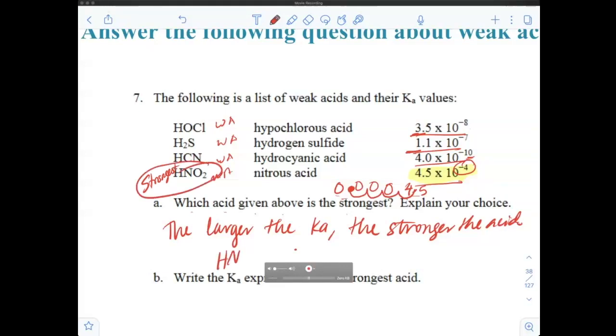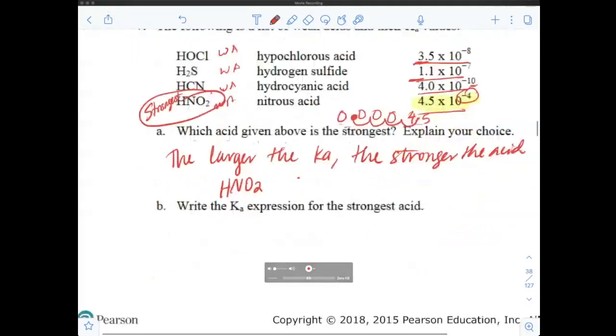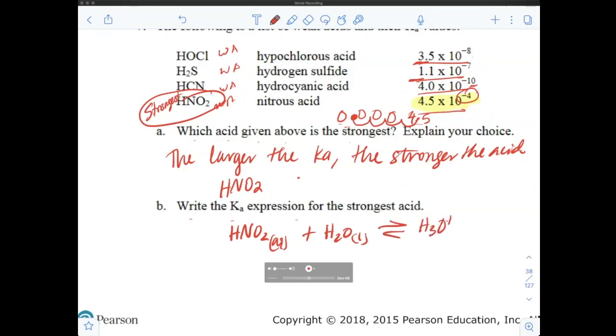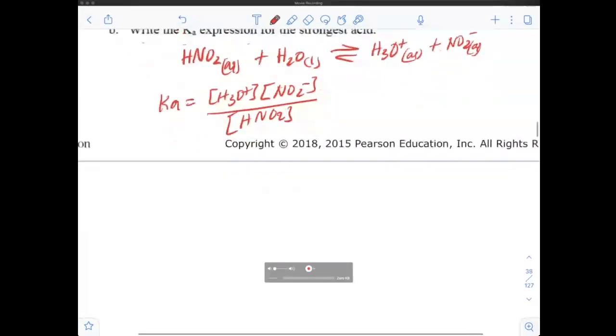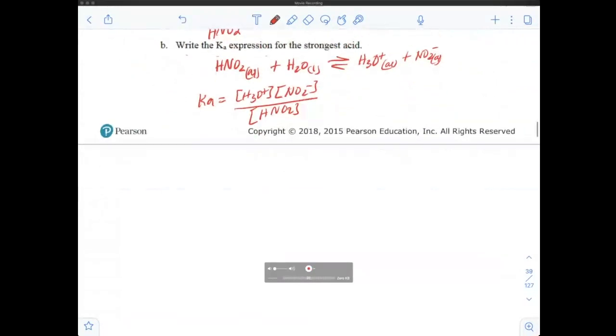So that will be HNO2. And they say for that weak acid, write the Ka expression for the strongest acid. Okay, so HNO2 aqueous plus water liquid gives you H3O+ aqueous plus NO2- aqueous. Ka for this acid is equal to H3O+ times NO2- over HNO2. I'm about to stop this video in a little bit, but this is a Ka value. And then now we're going to move on.